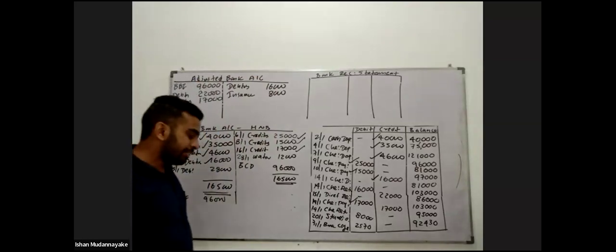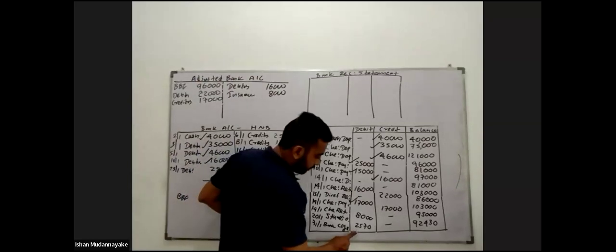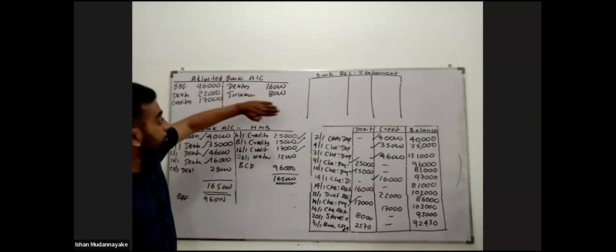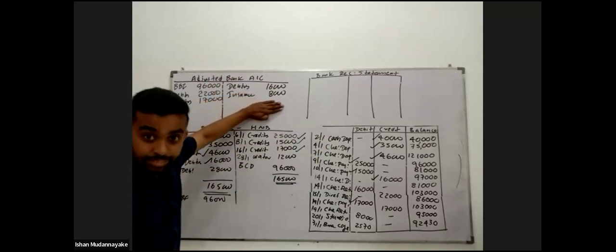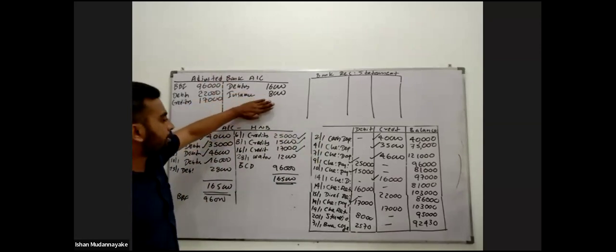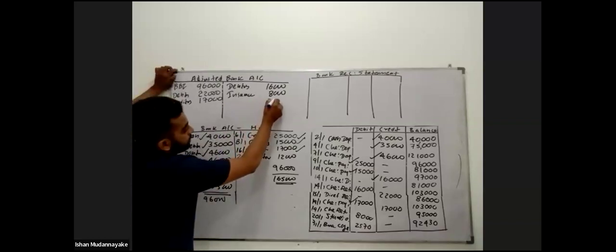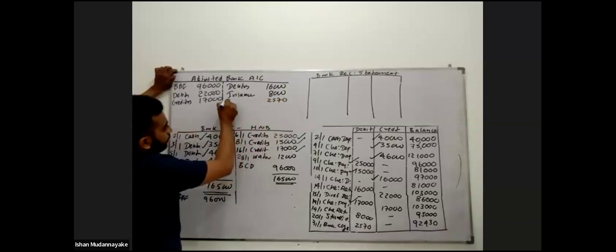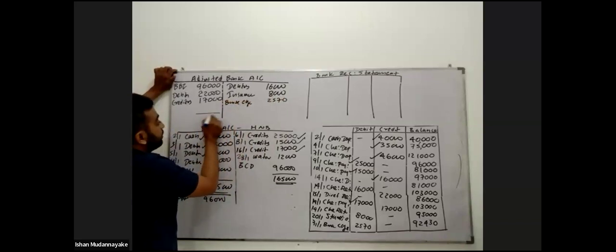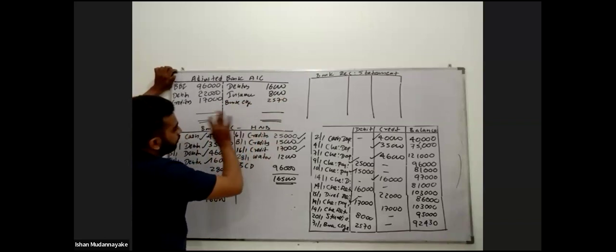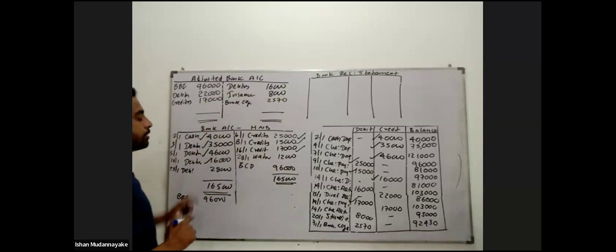Bank charges are the same issue. We have not recorded bank charges. Therefore, bank account credit, bank charges expense account debit 2,570. These are errors made by our business organization, and now we have corrected those errors.